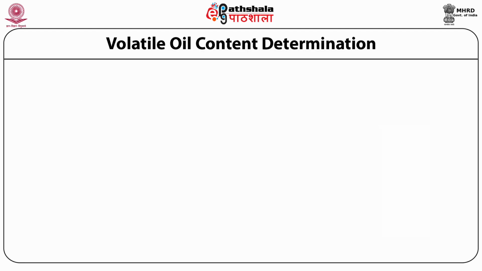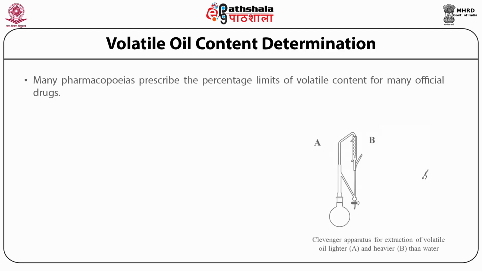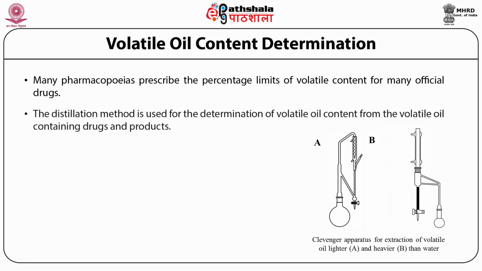Another important parameter for the analysis of volatile oil containing drug preparations is the volatile oil content determination. Many pharmacopoeias prescribe the percentage limits of volatile content of their official drugs. The distillation method is used for determination of volatile oil content from the volatile oil containing drugs and products. Clevenger apparatus is used for the extraction of volatile oils.